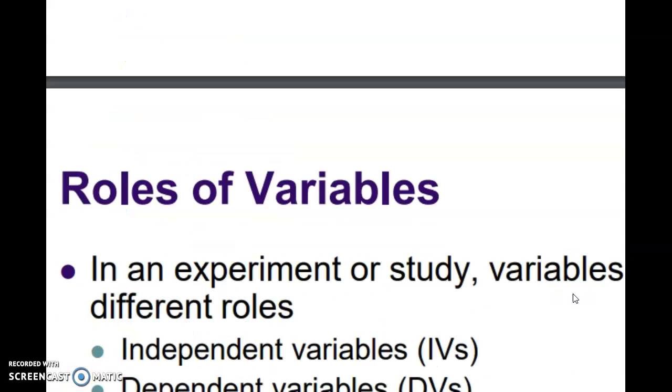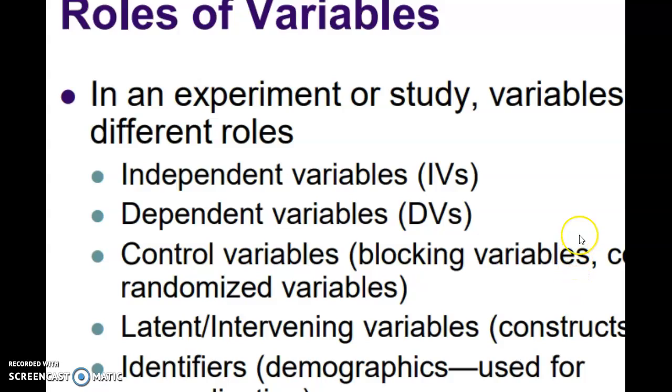And what do variables do in an experiment? Variables assume several roles. They could be independent or dependent variables, or they could be what we call control variables. Sometimes variables could be latent or intervening variables. The independent variable is a variable in research that's often manipulated, and the dependent variable is the outcome variable that we're looking at.